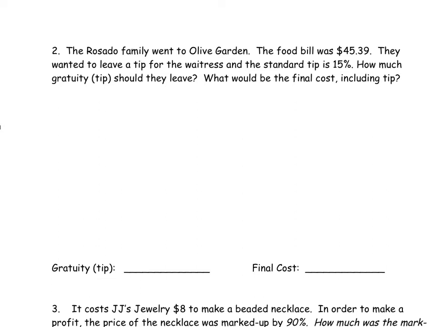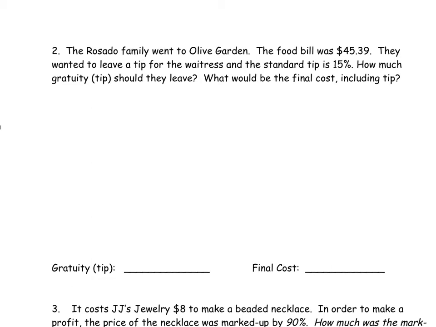So we have two ways. We can find the tip and then add it on to find the total cost, or we can add on 15% to 100 to find this part. But since they already asked us what the tip is, we're going to have to do this part anyway, and then we could just add it on. Now, if there's any rounding, we don't do any rounding until the very end. So it doesn't matter what method you use. You can use a proportion, or you could use the part equals rate times total equation.